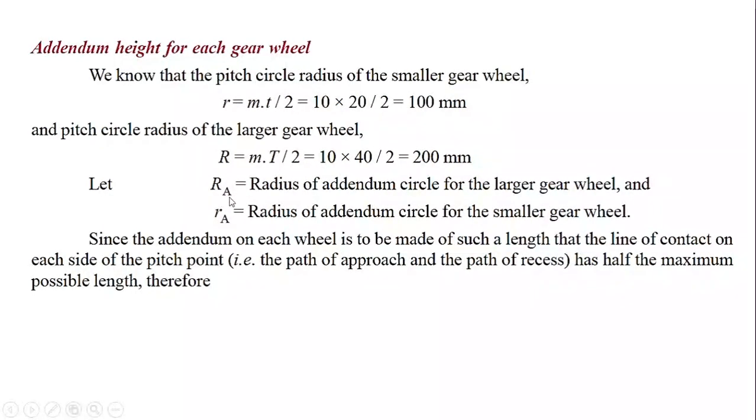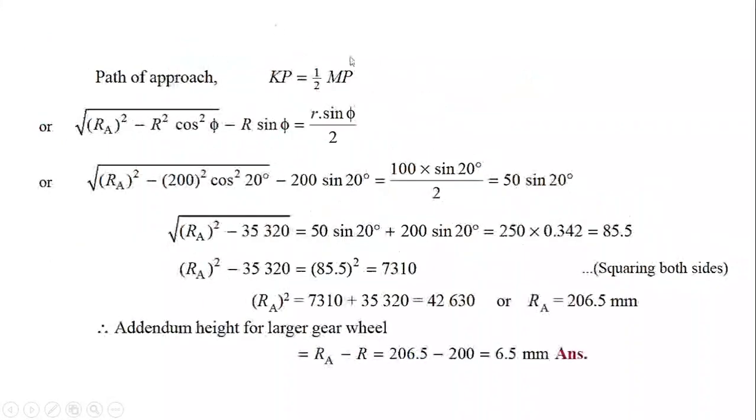The next ones are capital RA and small ra. Capital RA is the radius of addendum circle for the larger wheel. Small ra is the radius of addendum circle for the smaller gear. Capital RA equals R plus addendum of the gear wheel. That is the formula. Here R we know, but the addendum of the gear wheel and the pinion we don't know, so you have to find it using the relation. Here Kp equal to half Mp.